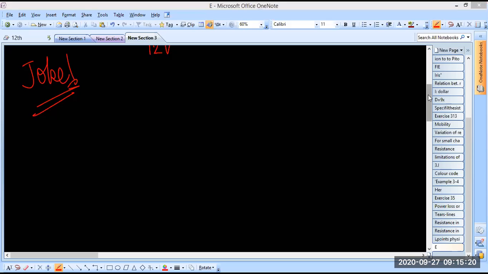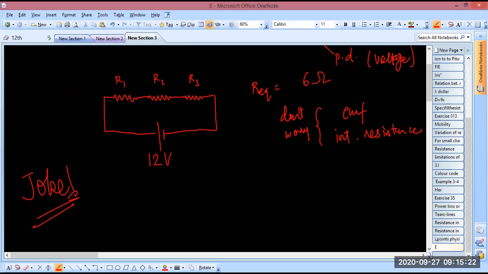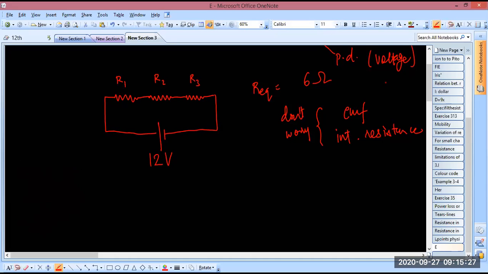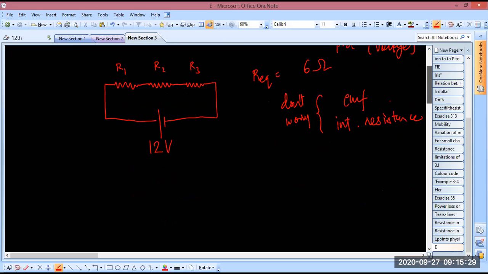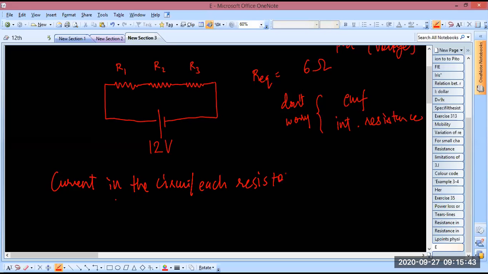Okay, so first of all, to find the voltage, we are going to have to find the current. So first let's find the current, right? So current in the circuit, or current in each resistor, whichever you write, the current in the circuit or in each resistor is the same. I is equal to V by R equivalent, which is equal to 12 by 6. Clear?